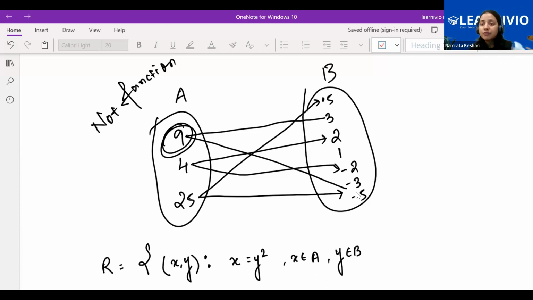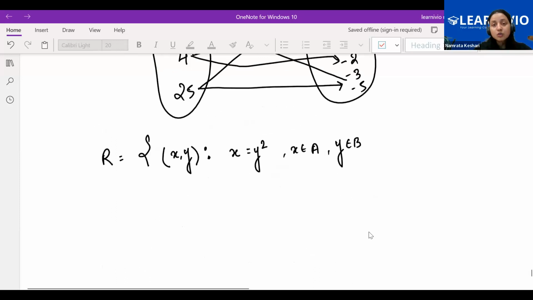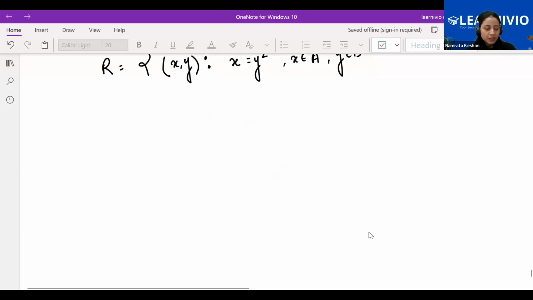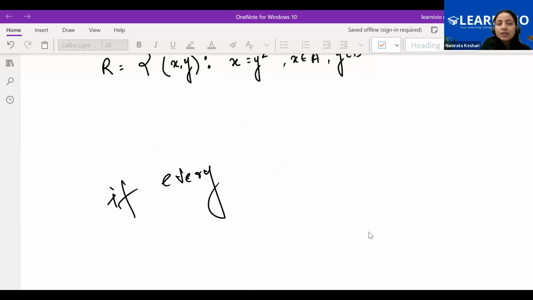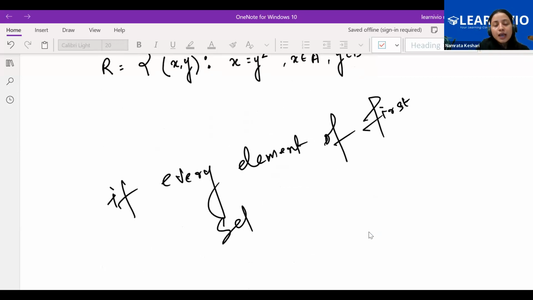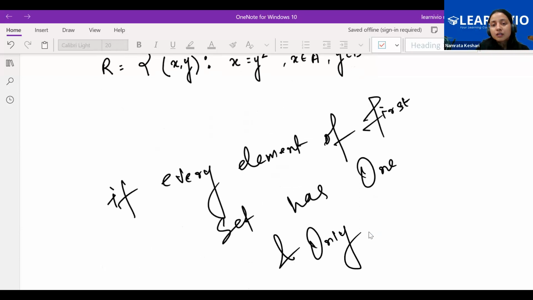The definition of a function you can see in your book. It is clearly written in mathematical language that f from set A to set B is called a function only if every element of set A has one and only one image. If every element of the first set has one and only one image, then only we will call it a function.